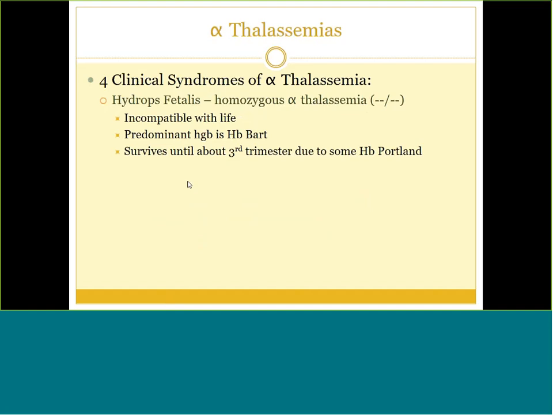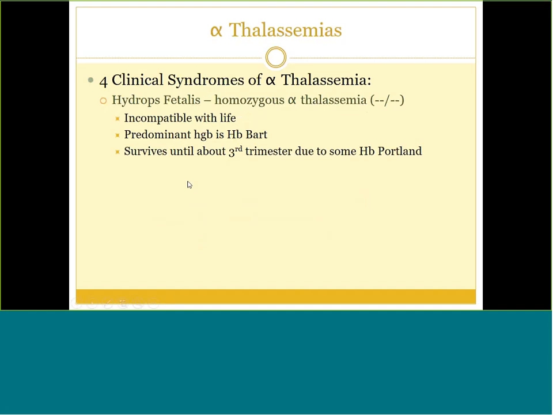It will survive maybe until the 3rd trimester, because remember, back to that hemoglobin chart, there were some other hemoglobins like Gower and Portland involved that didn't need the alpha chains. But the minute it's supposed to switch to making hemoglobin F, it can't. There's no alpha chains. And then that's when the baby will die. So it won't even be born.